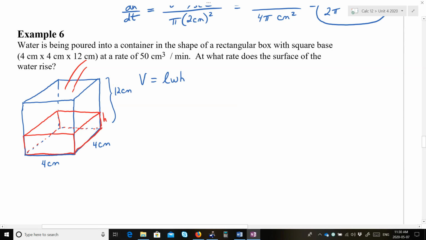And if you take a look at the red water here, hopefully you'll agree with me that the length and the width don't change. Right, the length of the water and the width of the water will always remain at 4, and just the height will change as the water creeps up this rectangular box. So our volume expression can then come down to 4 times 4 times height. So volume is equal to 16 times height, volume of the water.